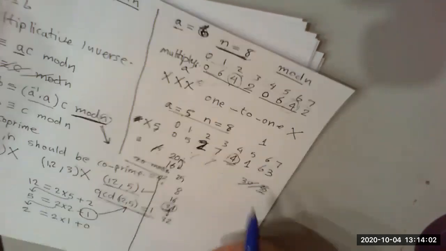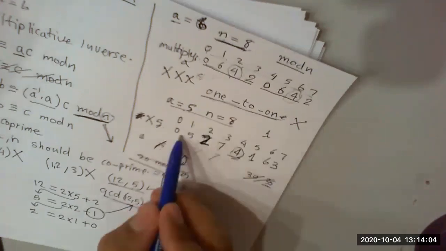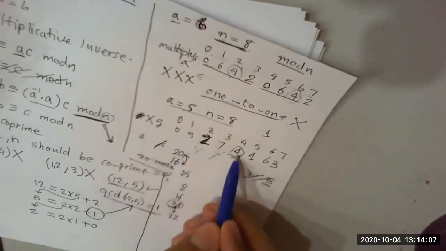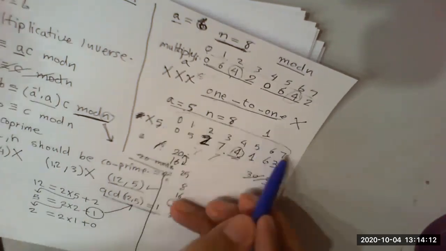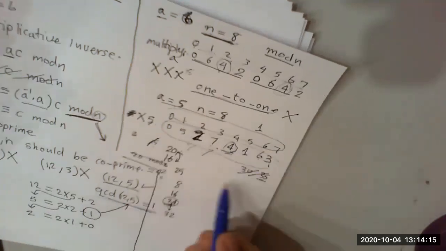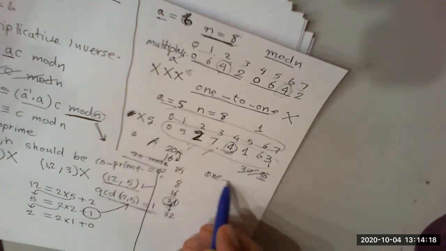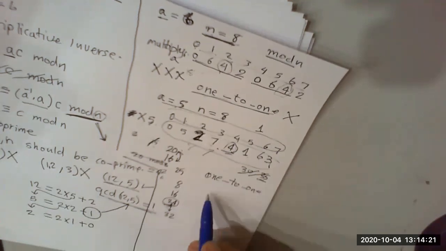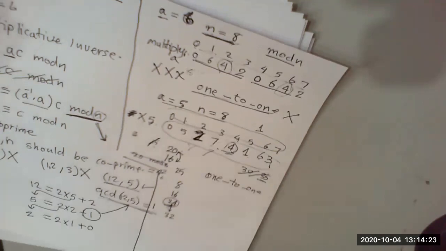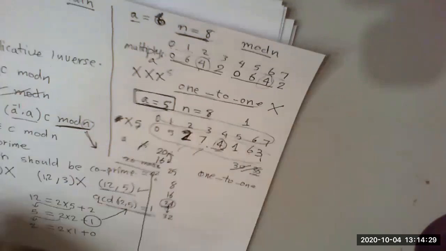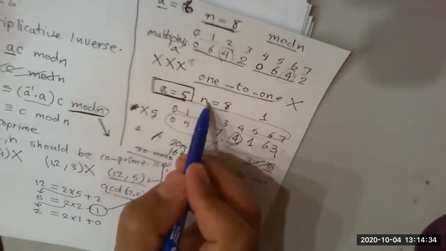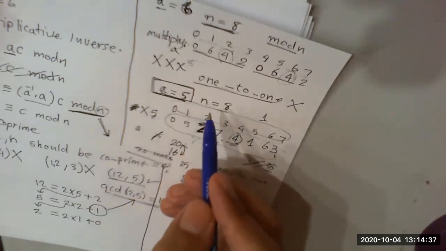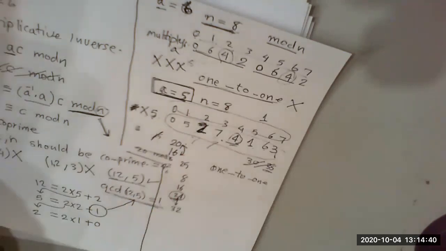Let's revise now. The condition is to have a one-to-one relationship. You see 0, 5, 2, 7, 4, 1, 6, 3. There is no repeated number. This means the relationship between these numbers and those numbers is one-to-one. This way I can have the multiplicative inverse of that A, just because A and N are co-primes. They don't have a common divisor, only a common divisor of 1.